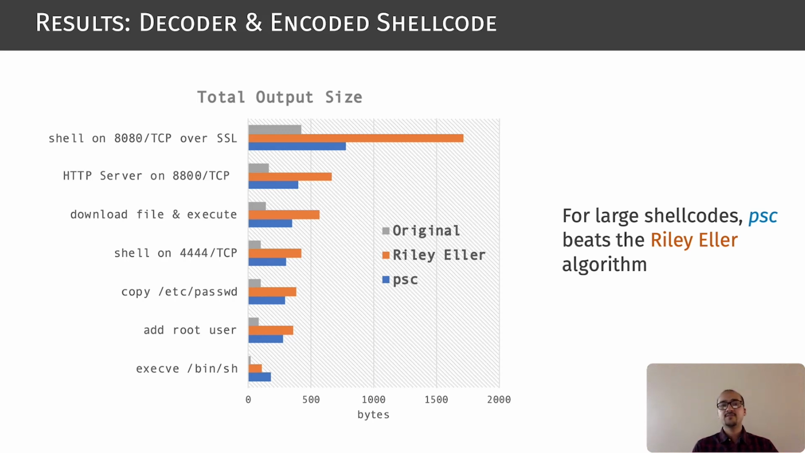In this slide, for the last shellcode, which is execve bin sh, Riley Eller performs better. However, all other shellcodes are greater than 45 bytes long. Hence, PSC does a better job in terms of compactness of the final printable shellcode.